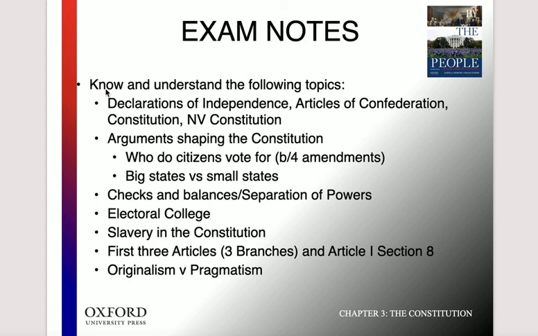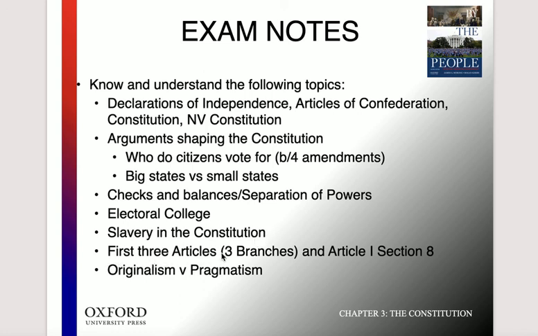All right, so going on to our exam notes. For the federal constitution, you need to know the following topics about the Declaration of Independence, the Articles of Confederation, the Constitution, and the Nevada Constitution. You need to know those six arguments shaping the Constitution. Who do citizens vote for before the amendments? With the original Constitution, we just voted for the House of Representatives. That's not the case now. You need to know the argument about big states, small states, how we picked our representatives. That will be an essay question. You need to know about checks and balances and the separation of powers. You need to understand the Electoral College and the three clauses that contain the idea of slavery in the Constitution.